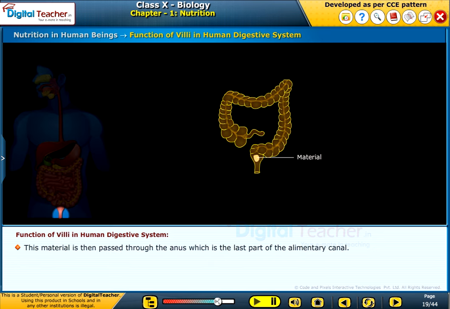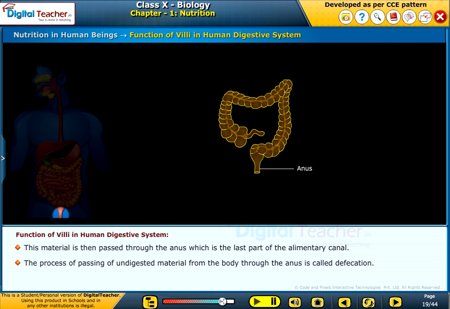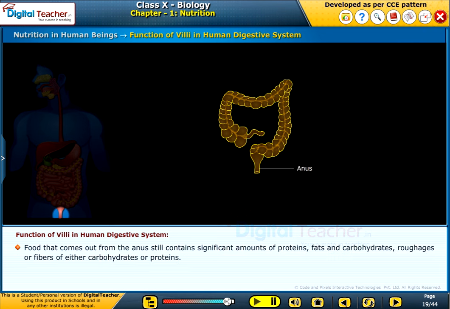This material is then passed through the anus, which is the last part of the alimentary canal. The process of passing of undigested material from the body through the anus is called defecation. Food that comes out from the anus still contains significant amounts of proteins, fats, and carbohydrates, roughages or fibers of either carbohydrates or proteins.